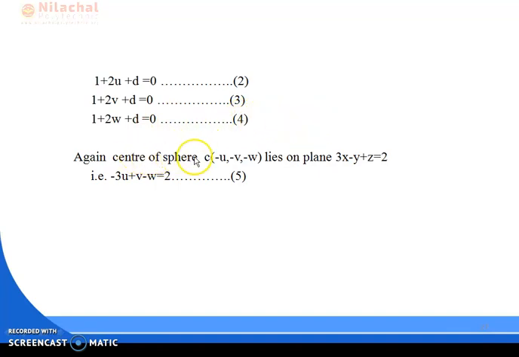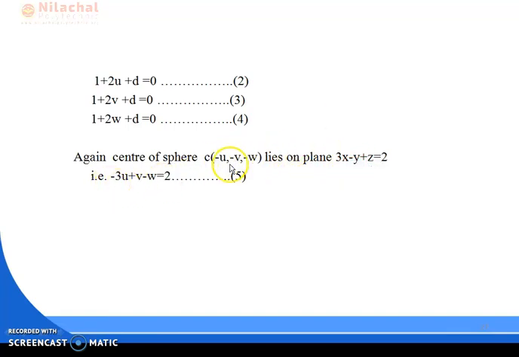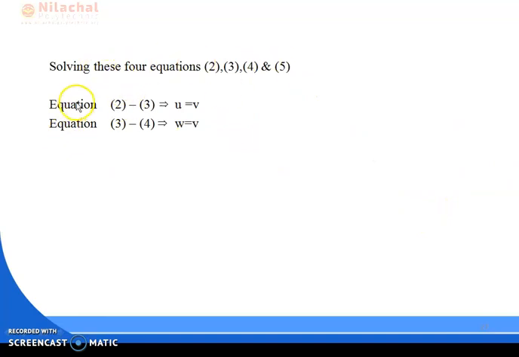Again, the center of the sphere must be (minus u, minus v, minus w), as we know. It lies on the plane 3x minus y plus z equals 2. That means the center must satisfy this plane equation. So instead of x we put minus u, instead of y minus v, instead of z minus w in the plane equation. What do we get now? Minus 3u plus v minus w equals 2. Let it be equation number 5. So solving these 4 equations, equations 2, 3, 4 and 5, what do we get now?